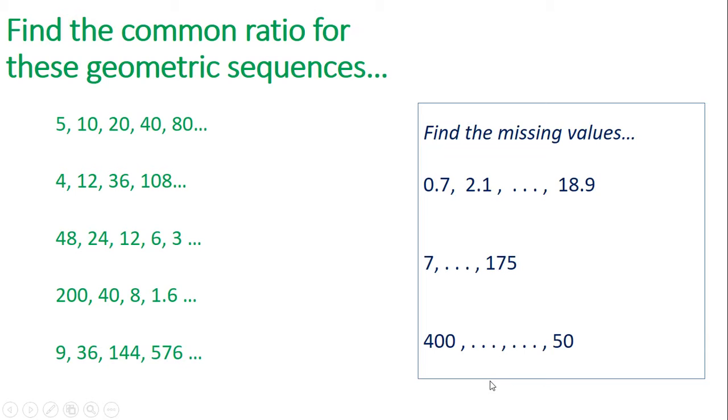Okay, so for these questions, try and find the common ratio for the sequences. If you manage to finish, have a look at these questions in the box, which ask you to try and work out the missing values. But you will probably want to think about the common ratio first in order to do that.